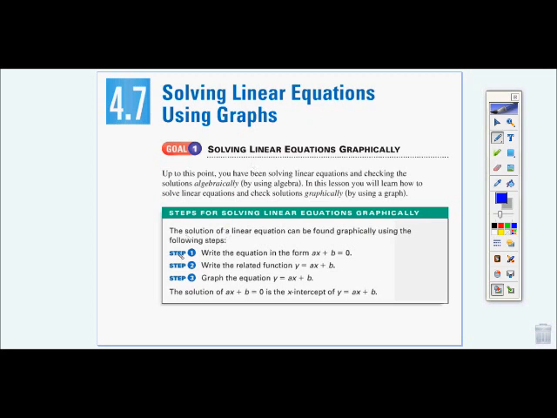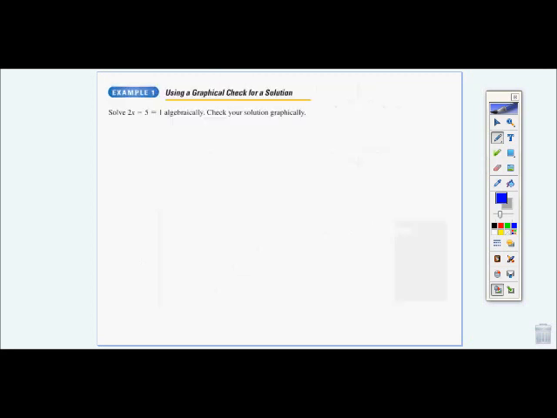The steps for solving linear equations graphically are stated here. You can pause and make note of that. And we'll go ahead and put one into action for you. So, solve 2x minus 5 equals 11 algebraically. So we need to solve this using algebra.